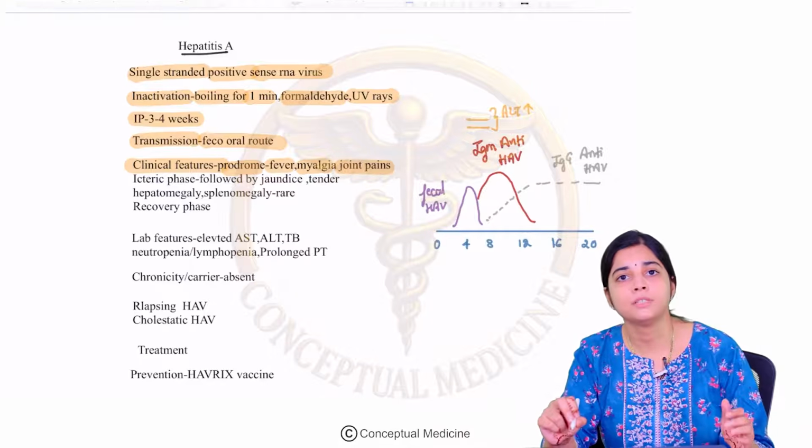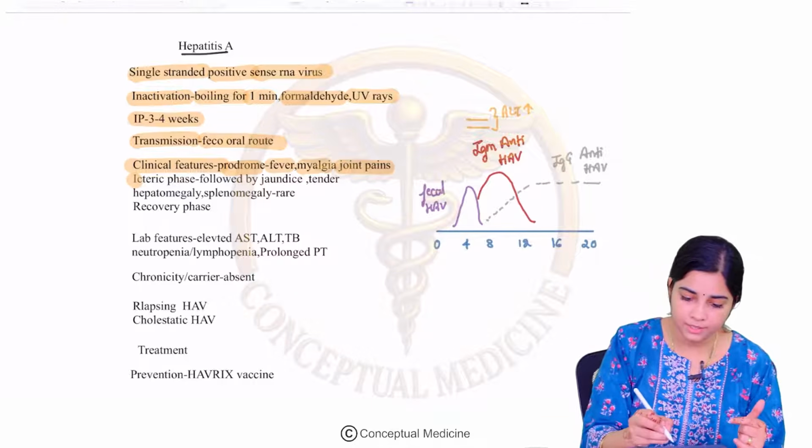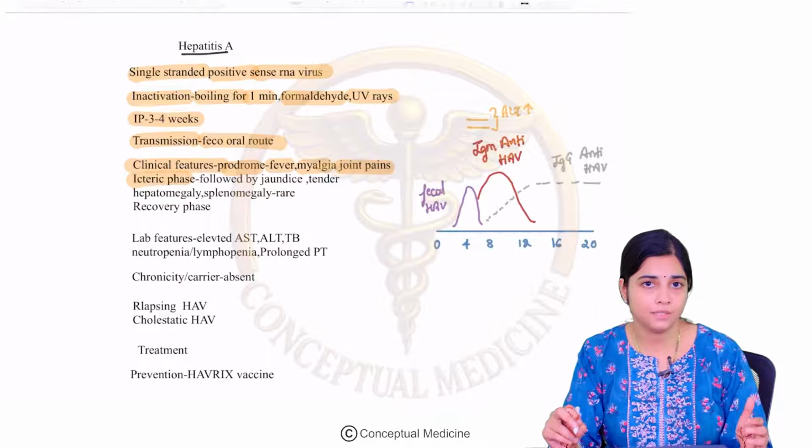After the prodromal phase, within 5 to 6 days or even up to 1 week later, you can have an icteric phase. The icteric phase, icterus, is basically jaundice.